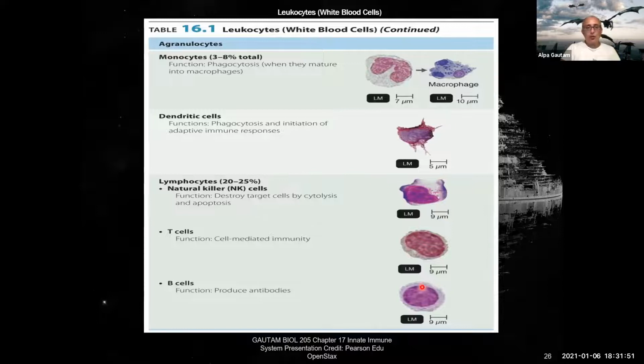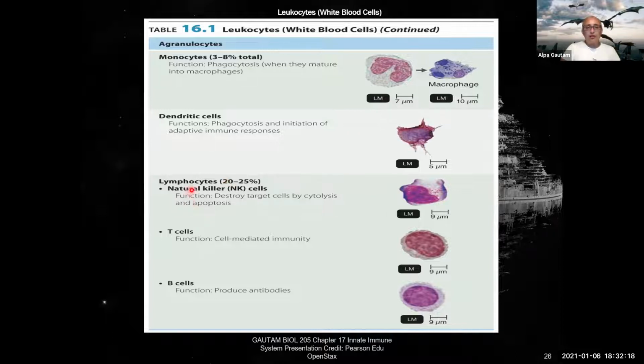Okay, so this is a good slide. It tells you what these different cells can look like. Here is a monocyte, right? And it has differentiated into a macrophage. This is a dendritic cell. You can tell it's a dendritic cell because it would have lots of arms or branches sticking out. That's why they're called dendritic cells.